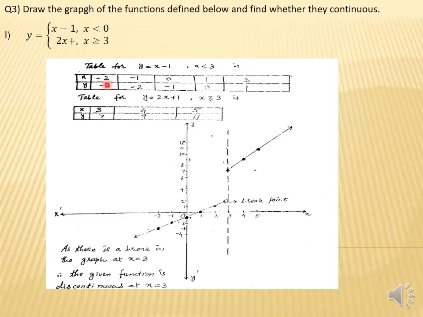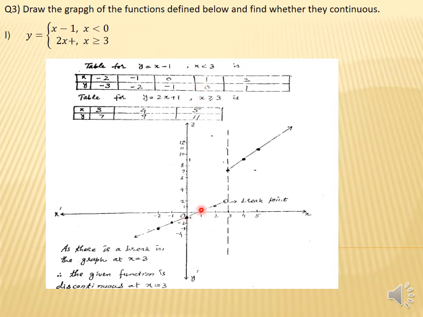Now student, draw the graph. Similarly, on -2 what will we get? -3. On -1 what will we get? -2. Similarly, on 0 what will we get? -1. You can point a dark point, we can highlight with a dark point.